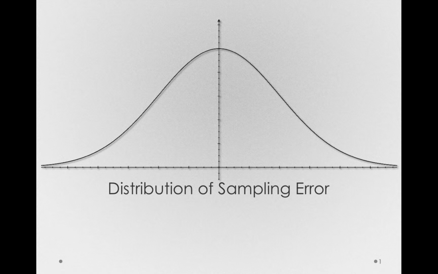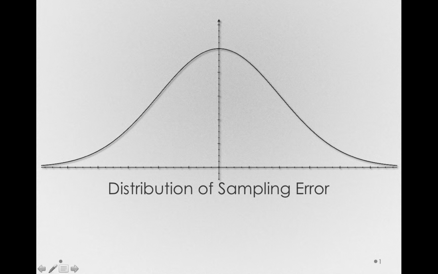Now, that will be very convenient for us if the distribution of sampling error is normal, because we know a lot about the proportionality of the normal distribution. But we need to investigate further what are the conditions under which we can expect the distribution of sampling error to actually be normally distributed.